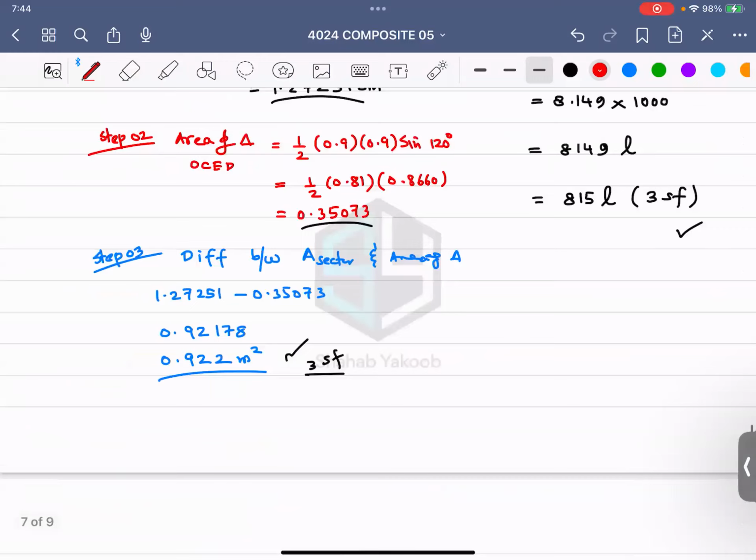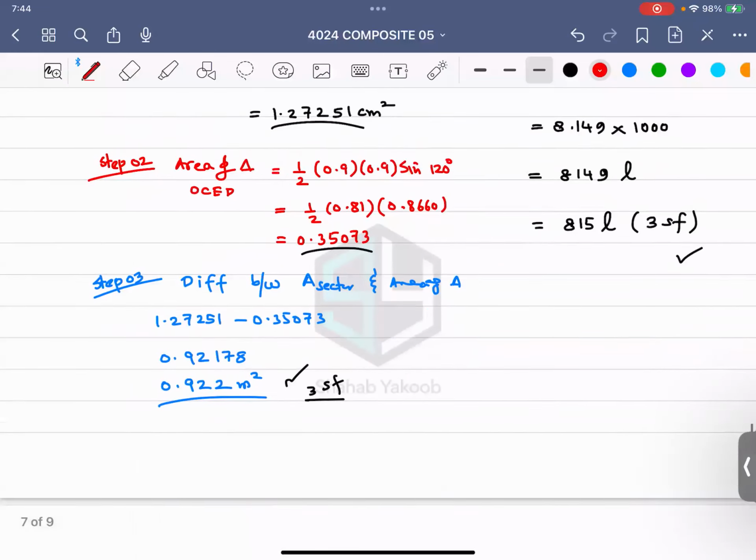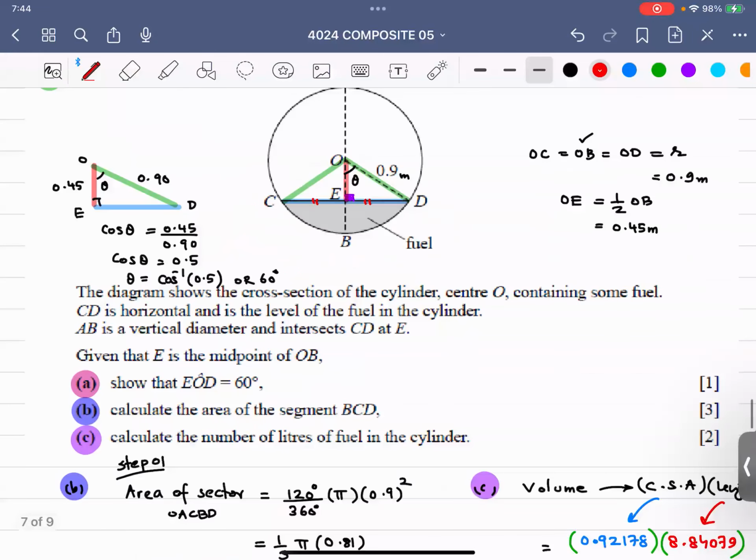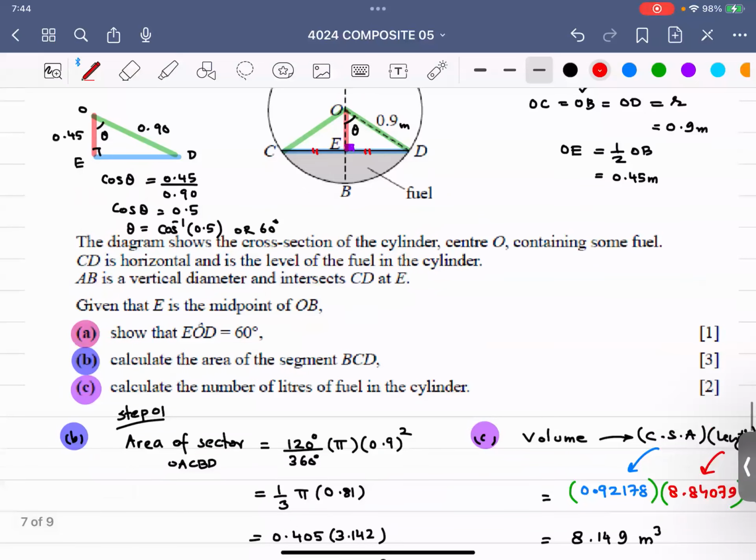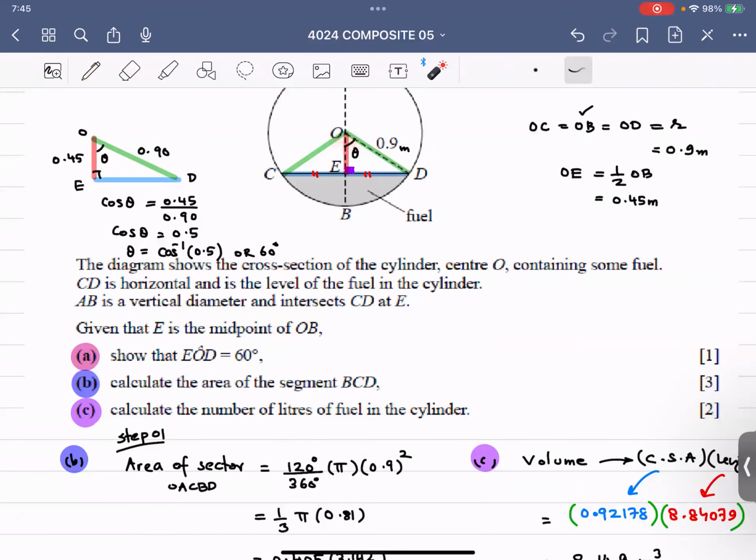Okay. Calculate the area of the segment BCD. That is 60. This is 60 over here. That's 120. And the radius is 0.9.